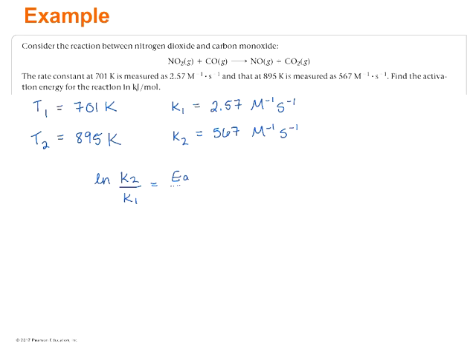Oh, my pen stopped working. There we go. Let's see, so it's T1 minus 1 over T2.